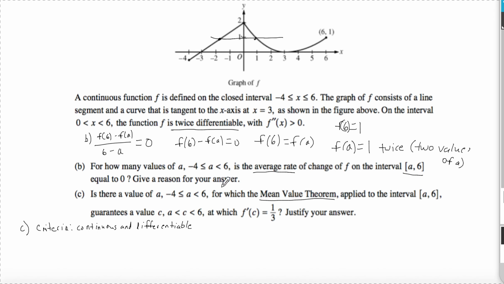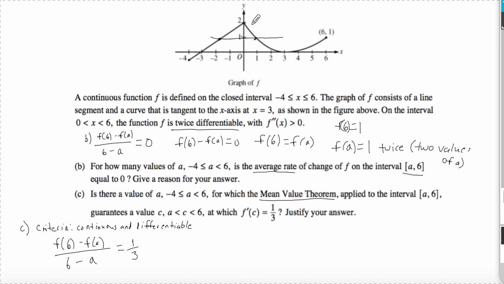So f of a, basically what does the mean value theorem say then if we want to guarantee there's a value where the derivative is 1/3? What we'd be saying is this. Remember, we have to establish our criteria, and then we need to write out our slope of the secant line. F of 6 minus f of a over 6 minus a has to equal 1/3, right? And I know that a, because I can't have a corner or anything, has to be 0 or greater. Now let's think for a second. I want the slope of the secant line to be positive 1/3.